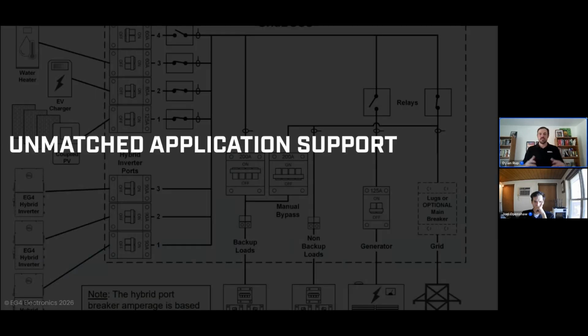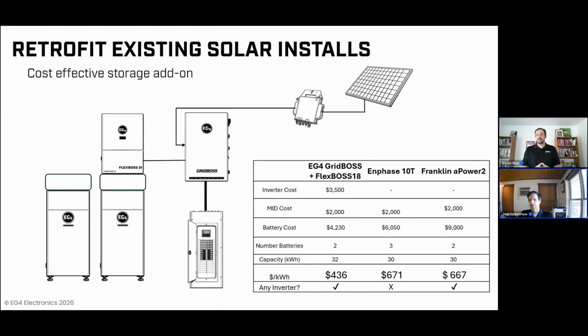Now, some more exciting stuff. This GridBOSS really unlocks some exciting and fun application cases that we want to share with you during the webinar today. And again, I'm going to turn it over to Joel here as our application specialist on the webinar and let him talk about some of these different deployment cases and kind of how we see the GridBOSS optimizing for those. Awesome. Thank you.